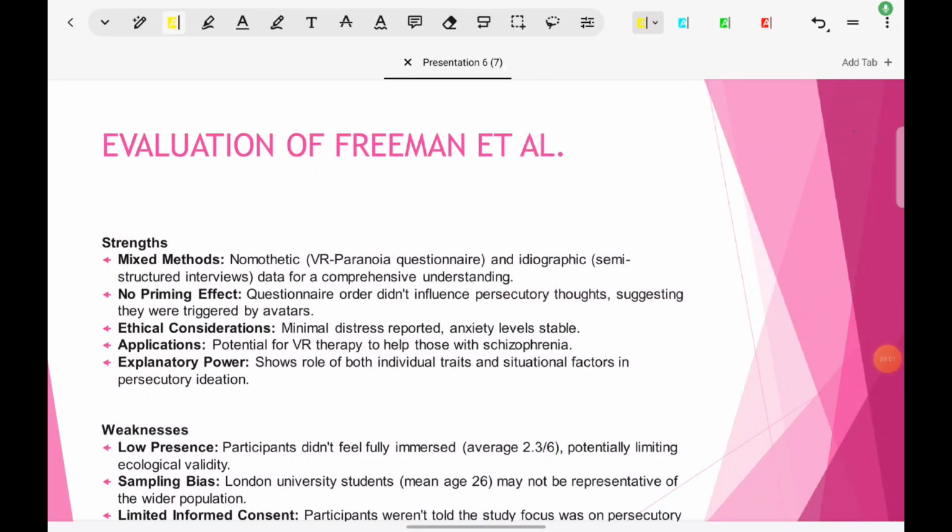Let us quickly go through an evaluation of the Freeman et al. study. One strength is that they have made use of nomothetic and idiographic approaches. Do revise your issues and debates in general before you see them in the context of any particular topic's evaluation. Nomothetic approaches are those which find out common patterns across many participants so that generalizability to population increases. Basically, it's all about finding common trends.